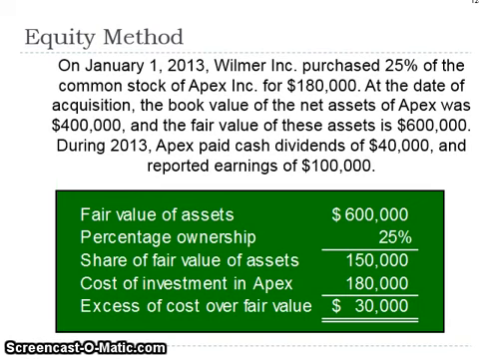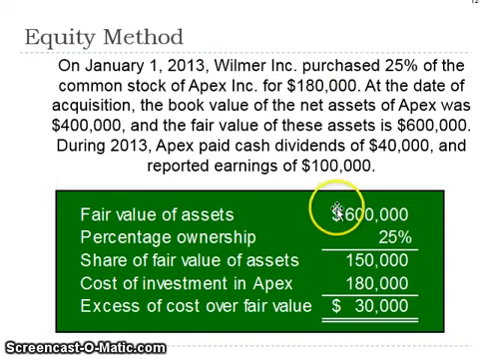At the date of the acquisition, the book value of the net assets of Apex was $400,000 and the fair value of those assets is $600,000. Let's stop there before we even start talking about the dividends and the earnings of $100,000. The fair value of the assets is $600,000. Our percentage of ownership is 25%. Our share of the fair value of the assets of the company is $150,000, but we paid $180,000 for them.